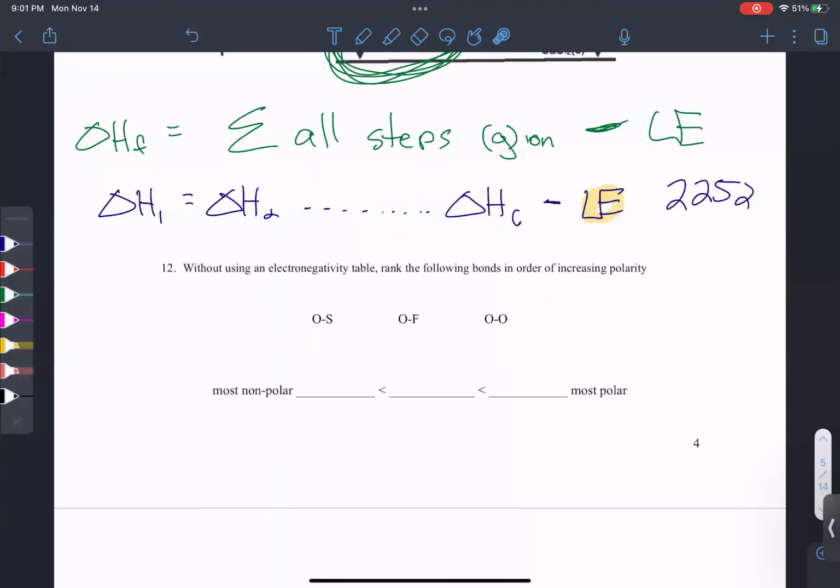All right, so number 12. Rank these bonds in order of increasing polarity. Students will say, well, you didn't give me an electronegativity table, I can't do it. Yeah, you can, because we know the trends. What are the trends for electronegativity?